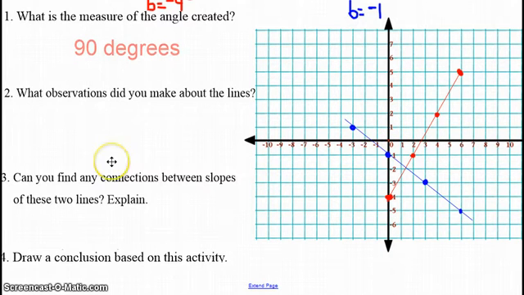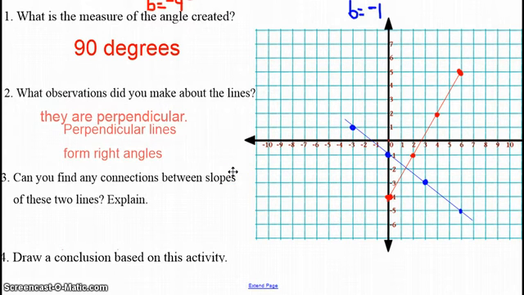90 degrees. What observations did you make about the lines? That they are perpendicular, because remember, perpendicular lines form right angles. What connections were made between the slopes of those two lines?